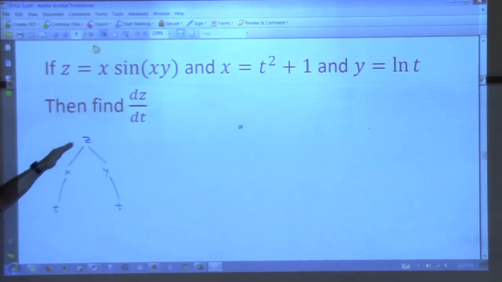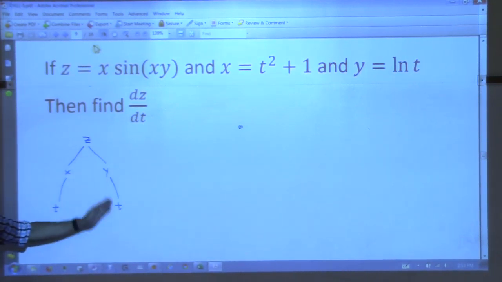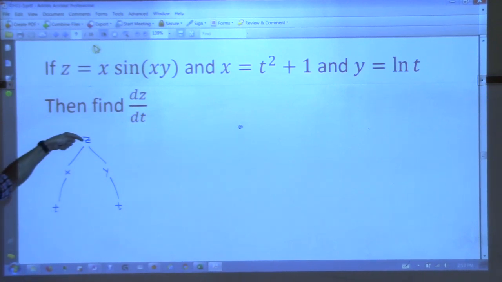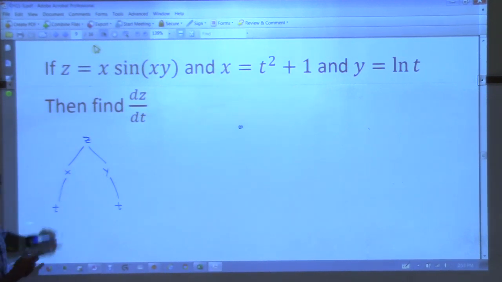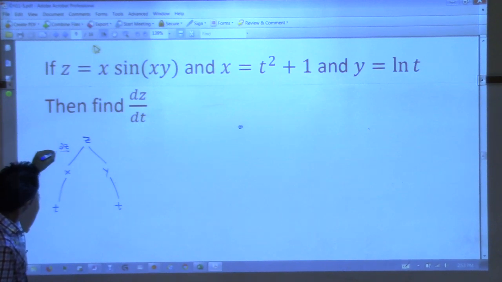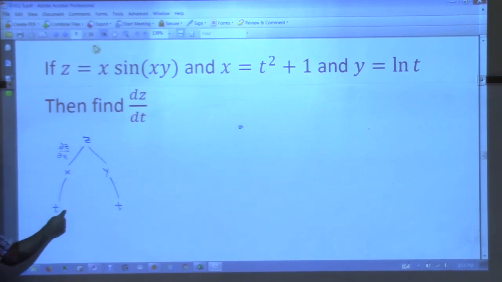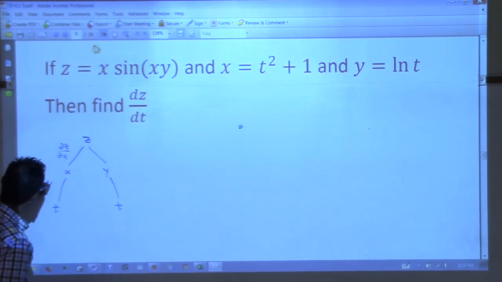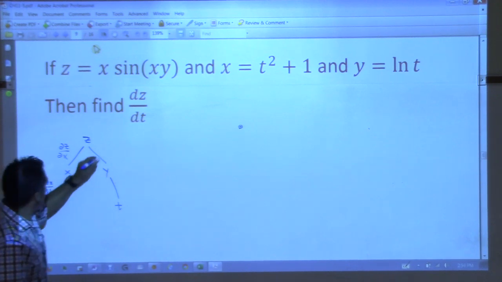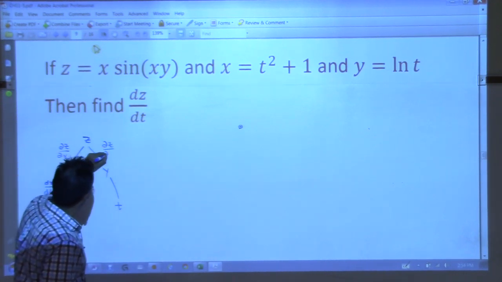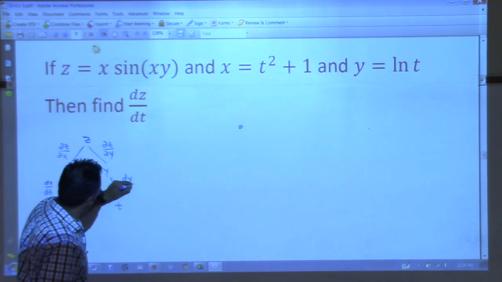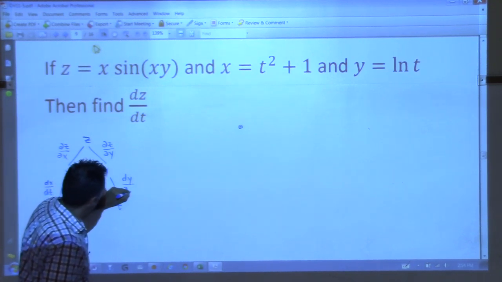Right? So now I'm going to define the types of derivative down each of these branches. So going from z to x, that derivative has to be a partial derivative, because to do this derivative, I have to hold that y to be constant. So this will be partial z with respect to x. But going from x down to t, I don't have to hold anything constant. So this is just your straight regular derivative. So this is dx dt. This one will be partial of z with respect to y, and this one will be dy dt.